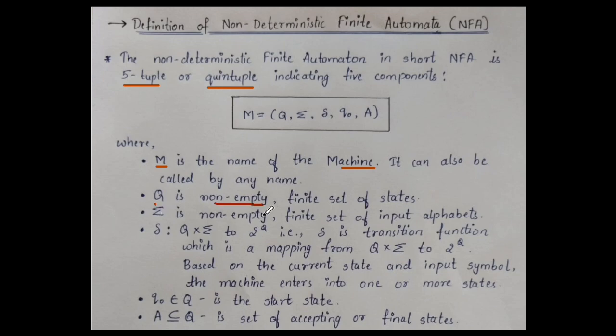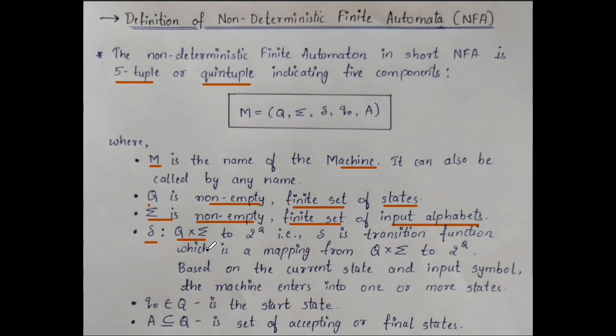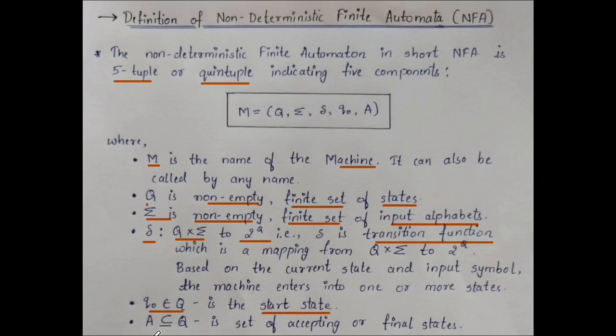Q is the non-empty finite set of states, and Σ is the non-empty finite set of input alphabets, and δ, where Q × Σ → 2^Q, is a transition function which is a mapping from Q cross Σ to 2 power Q based on the current state and input symbols. The machine enters into one or more states, and q0 belongs to capital Q, which is the start state, and A is a subset of capital Q, which is a set of accepting or final states.